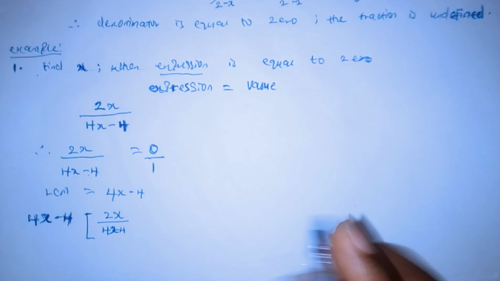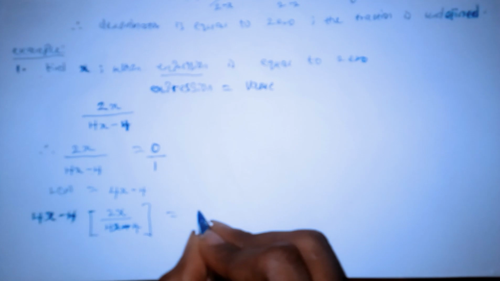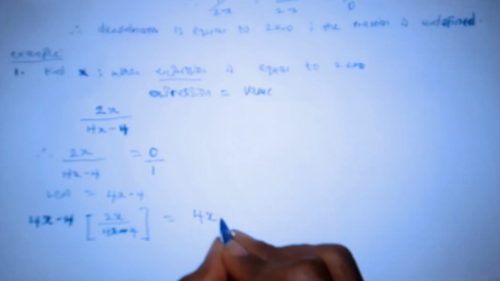As the calculation is moving on, you multiply through. Then from this point of view, it will be 4x minus 4 times 2x all over 4x minus 4 equals 4x minus 4 times 0.